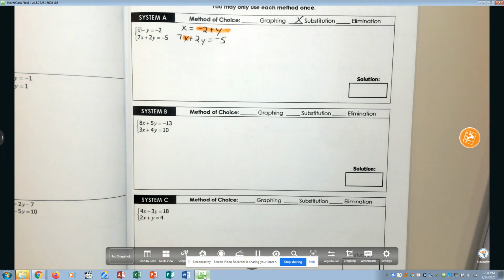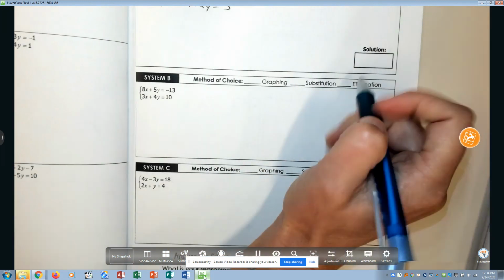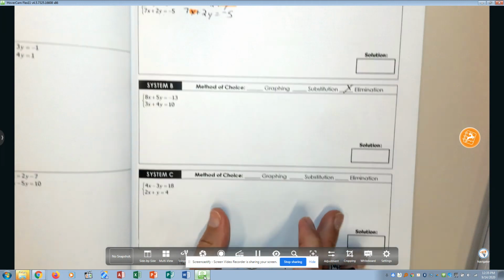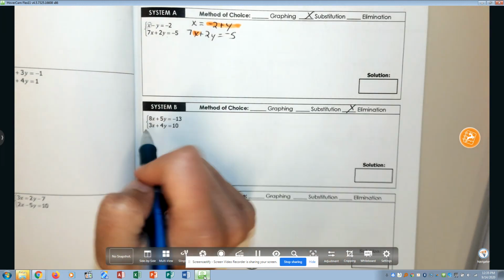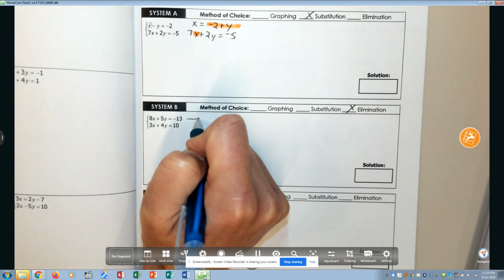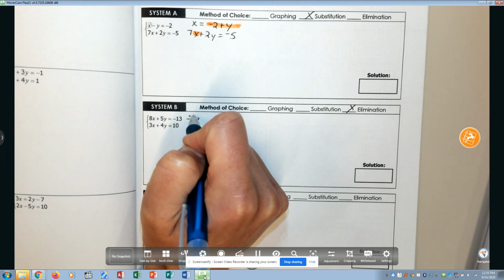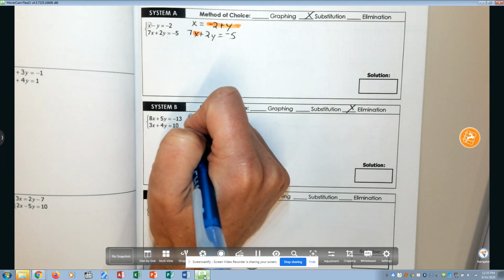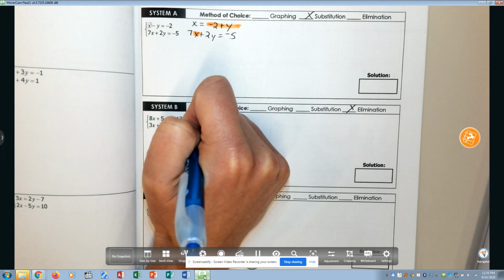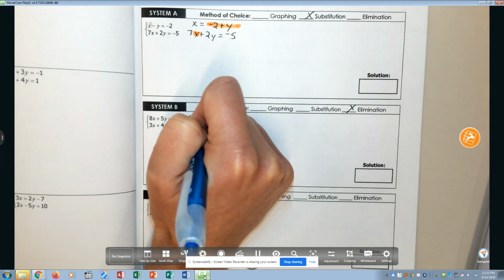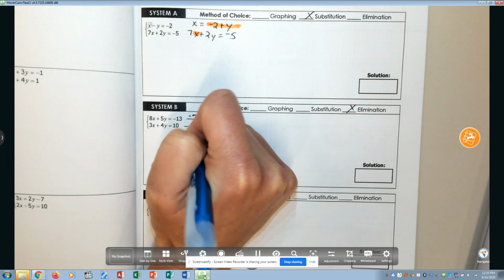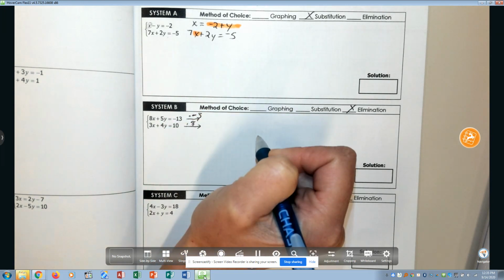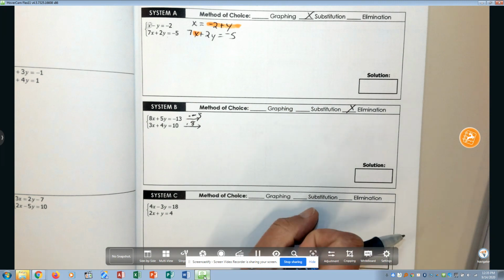Next one, B. I would use elimination here. Why? Because I can multiply this top equation by, what is it, 24 is my least common multiple. So by negative 3, and then multiply this bottom equation by positive 8, and then I'd solve. I'm going to solve using the graphing calculator trick, though.